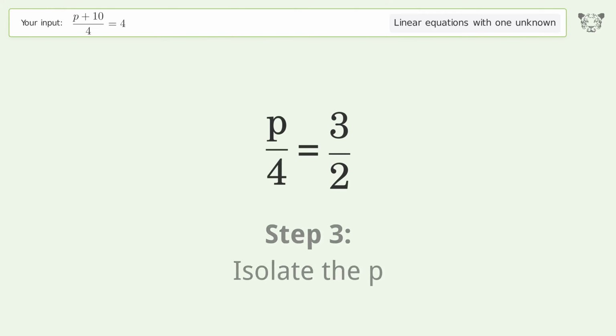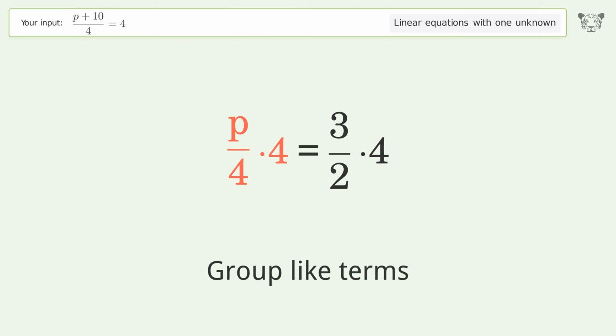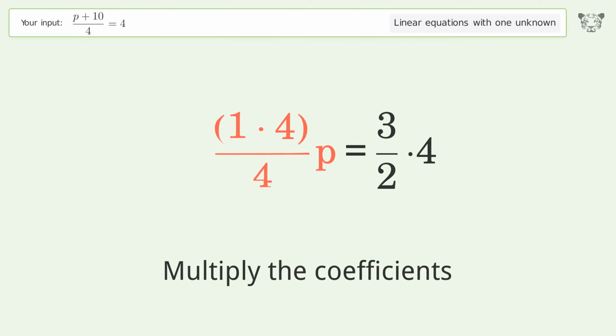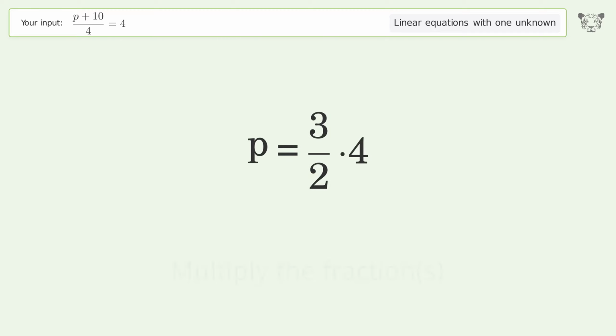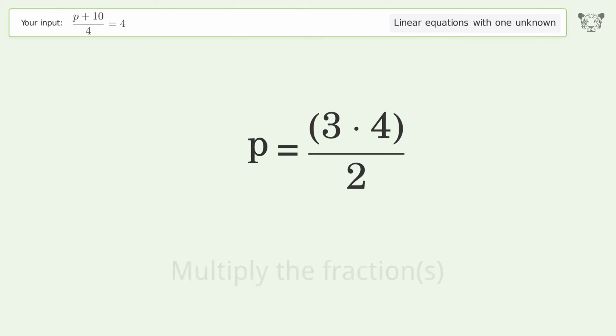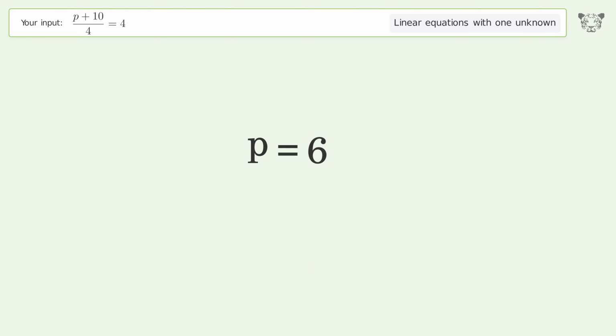Isolate the p. Multiply both sides by 4. Group like terms. Multiply the coefficients. Simplify the fraction. Multiply the fractions. Simplify the arithmetic. And so the final result is p=6.